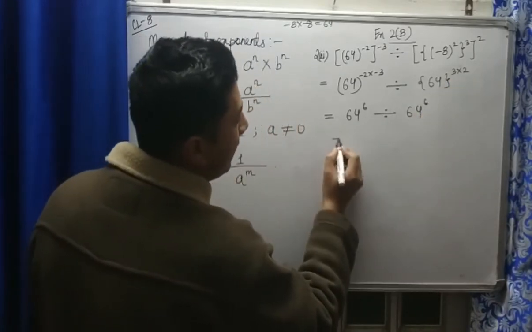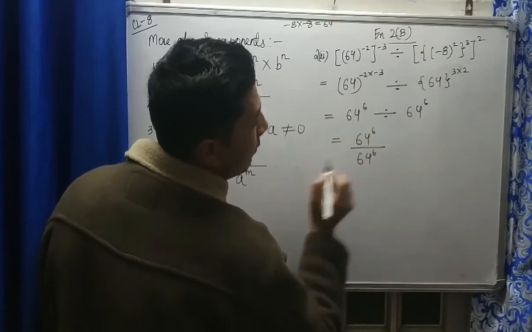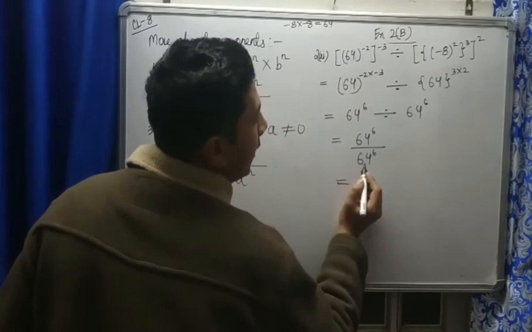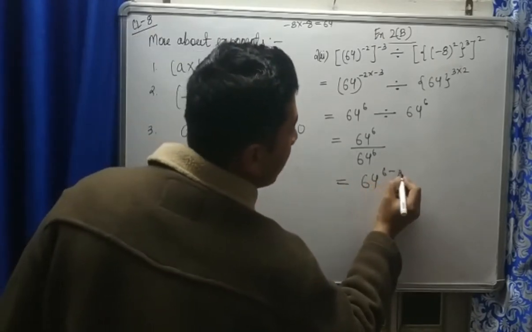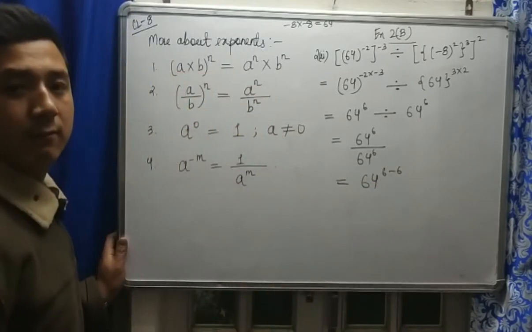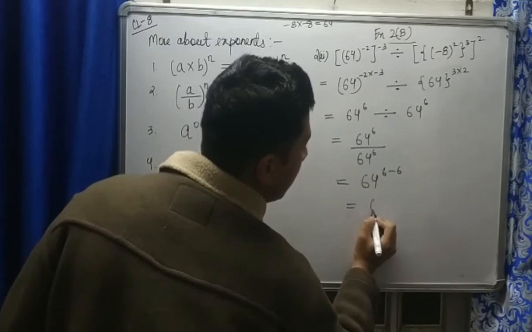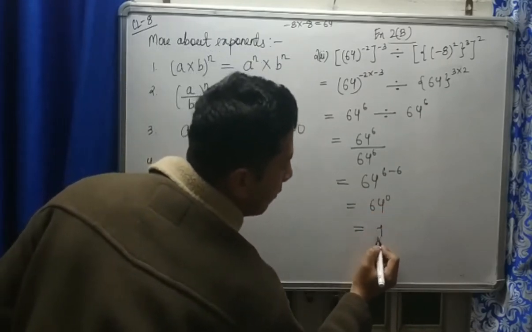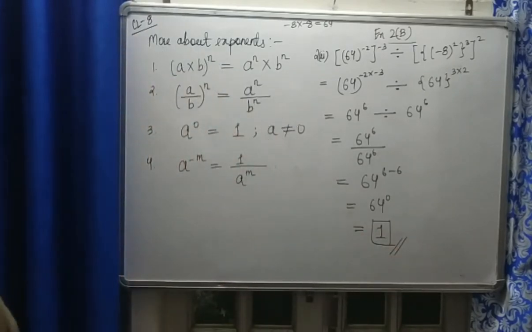So if we divide it, this will be 64 to the power 6 divided by 64 to the power 6. Are we clear? So therefore, I can also write this as 64 to the power 6 minus 6, by using the law. So 6 minus 6, therefore this becomes 64 to the power 0. We know that anything to the power 0 is always equal to 1. So hence this is your answer. Please pause the video and note it down.